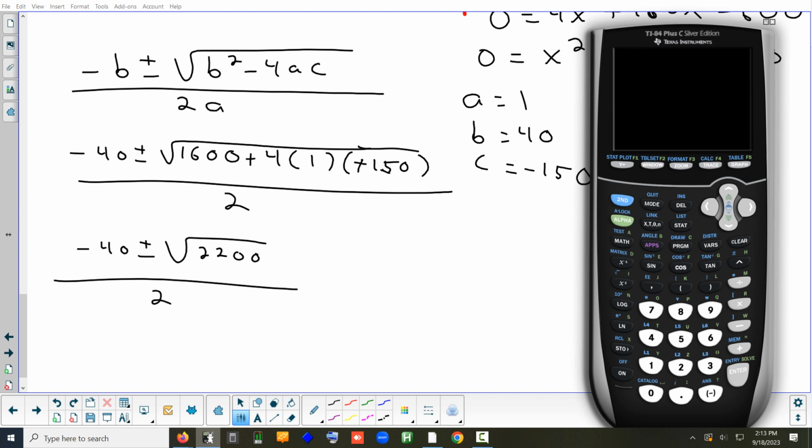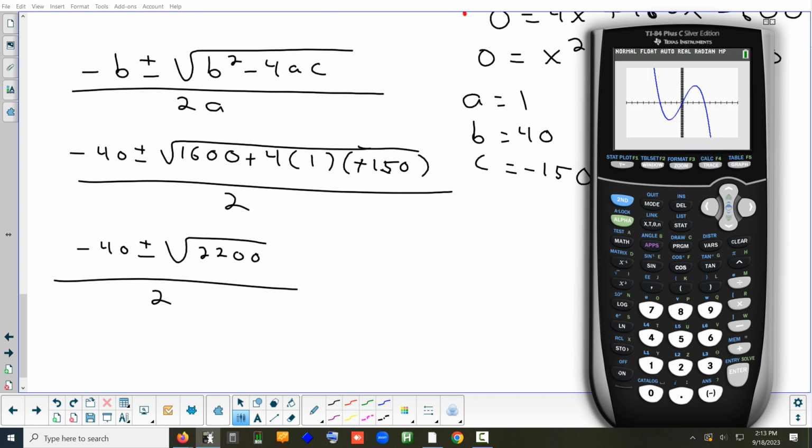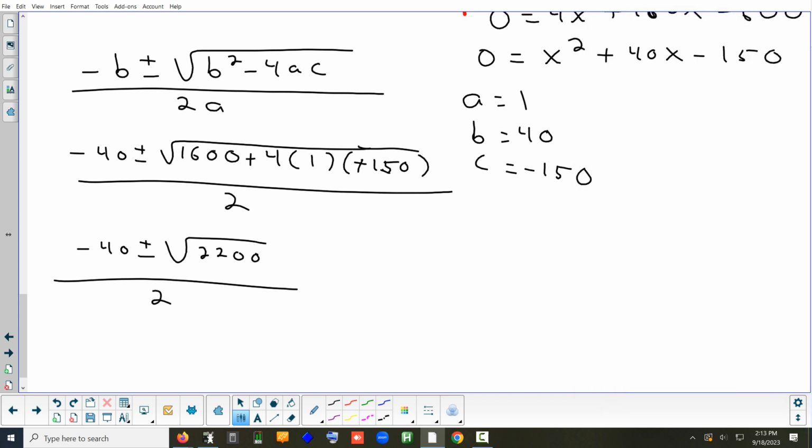Okay, when I type it in, I don't do the whole thing at once. I do the top first, then I do the bottom. Negative 40 plus the square root of 2200 divided by 2. 3.45. So that is one answer.